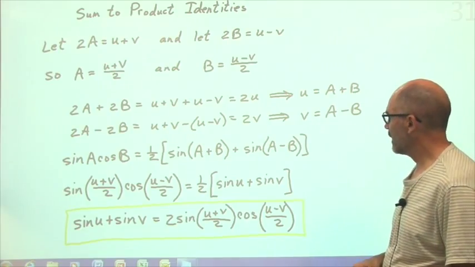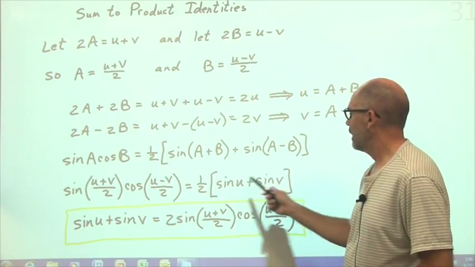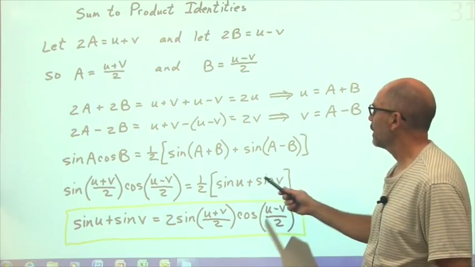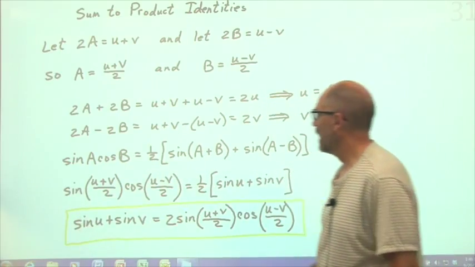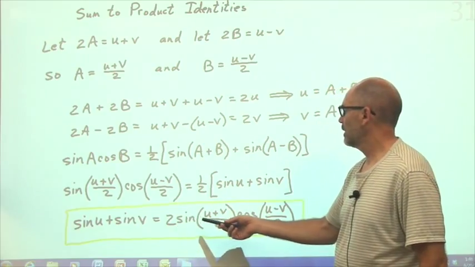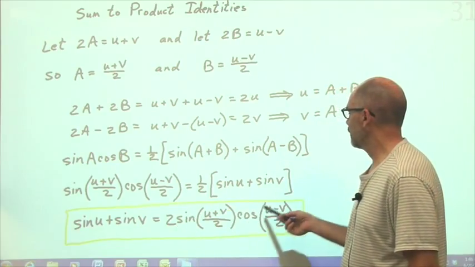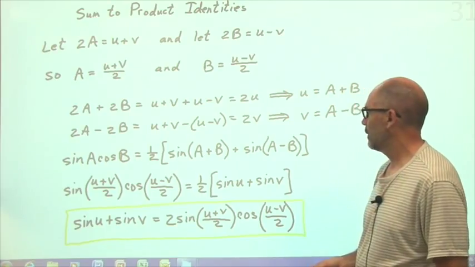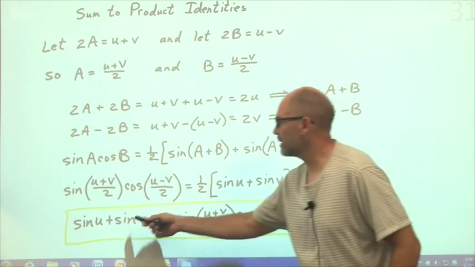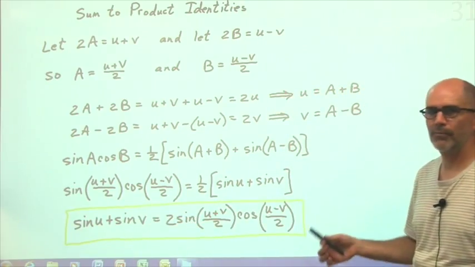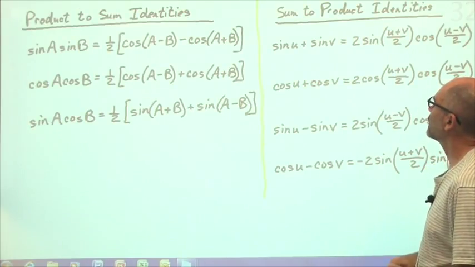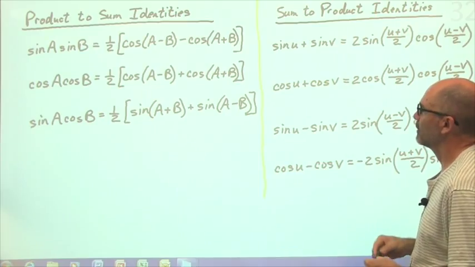So now what I have here is the sum, and I want to get the sine of u plus sine of v alone, because I'm trying to go from sum to product. So I multiply both sides by 2, and I end up with sine of u plus sine of v equals 2 sine of u plus v over 2 times cosine of u minus v over 2. Okay, now, like I said, this goes from a sum to a product now. All right, so let's look at all the identities we have.